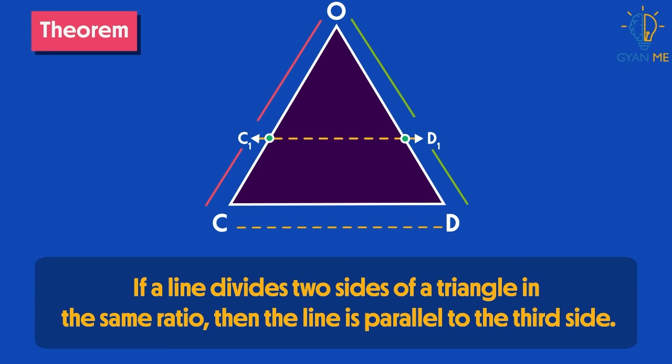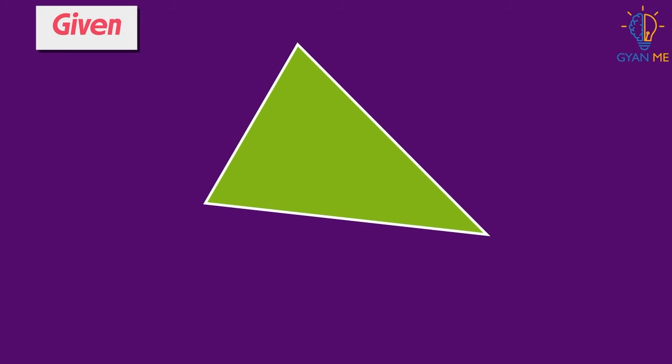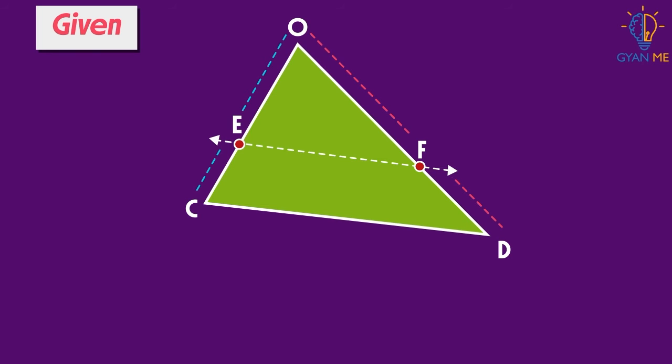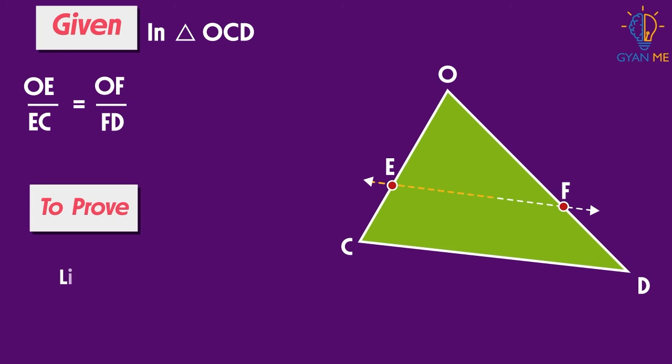Now let's prove this theorem. For that, let's write down the given data and what we have to prove. Here we are given a triangle OCD and a line EF, which intersects sides OC and OD in points E and F, such that line EF divides sides OC and OD in equal proportion. That is, OE upon EC is equal to OF upon FD. Now we have to prove that line EF is parallel to line CD.